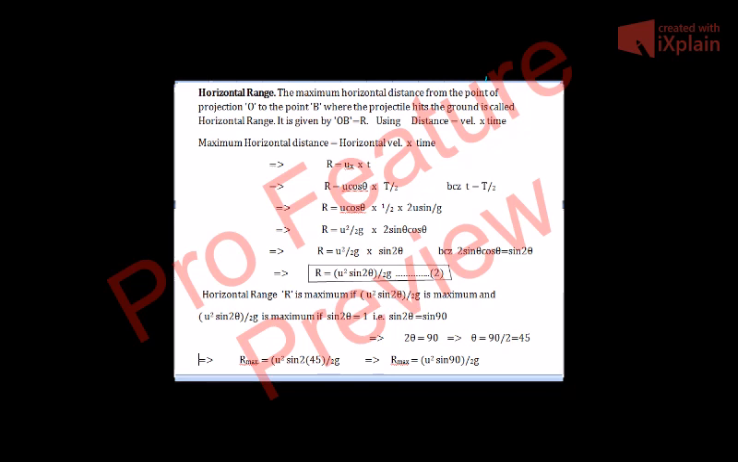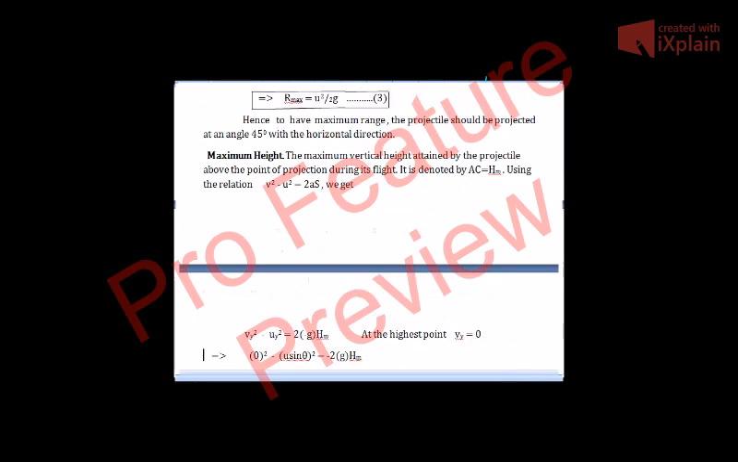So our maximum range will be equal to U square sine 2 into 45, because theta we have calculated equal to 45, by 2g. That is, our maximum will be equal to U square sine 90 by 2g, which implies our maximum will be equal to U square by 2g, because sine 90 is equal to 1. Hence, to have maximum range, the projectile should be projected at an angle of 45 degree with the horizontal direction.